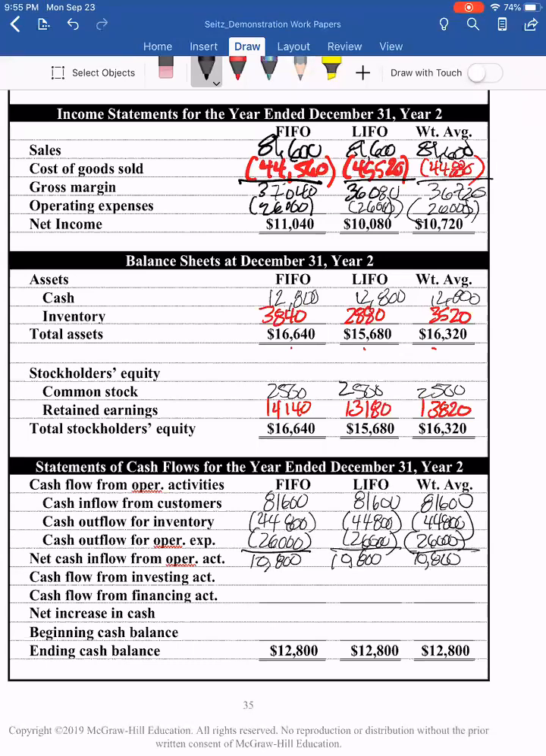10,800. Okay. Cash flow from investing and financing, we didn't have any of those. Kept it real simple for us this time. Net increase in cash, 10,800. And then we had a beginning cash balance of 2,000. So in this particular example, this did not affect the cash flow statement. If we would have had income tax payments, that would affect the cash flow statement. But remember, income taxes were affected by this cost of goods sold up here. So that could have been where we would see a difference on the cash flow statement as well.